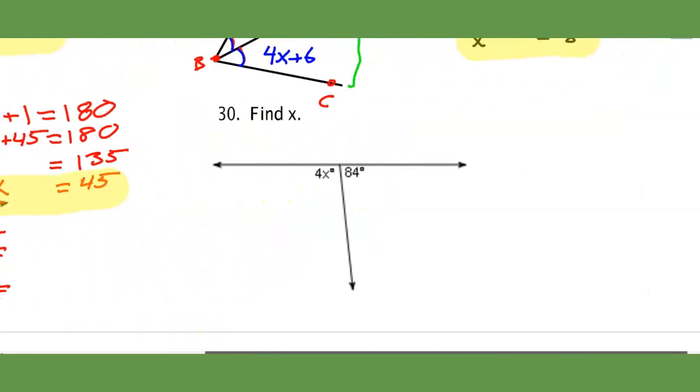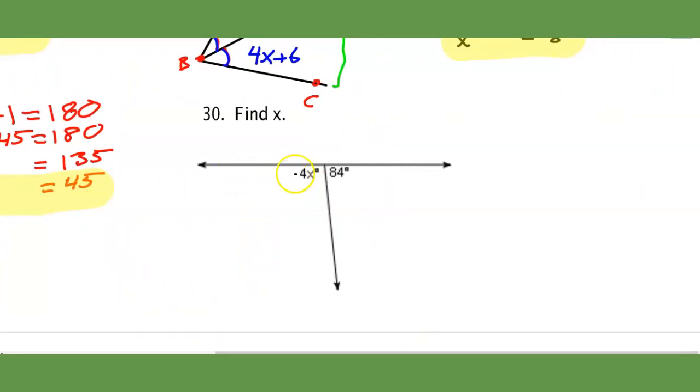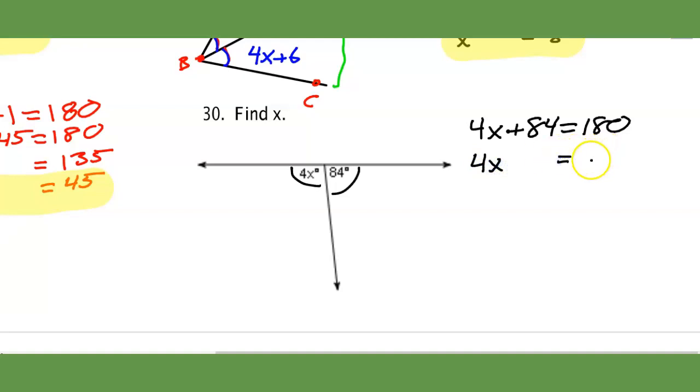Okay. There's another very similar one. We've got a straight angle that adds up to 180, so we know that 4x plus 84 should equal 180. Okay. Subtract 84 on both sides. So we'll have 96 and divide both sides by 4. You have 24. Okay. So when we are done, it did ask to find x.